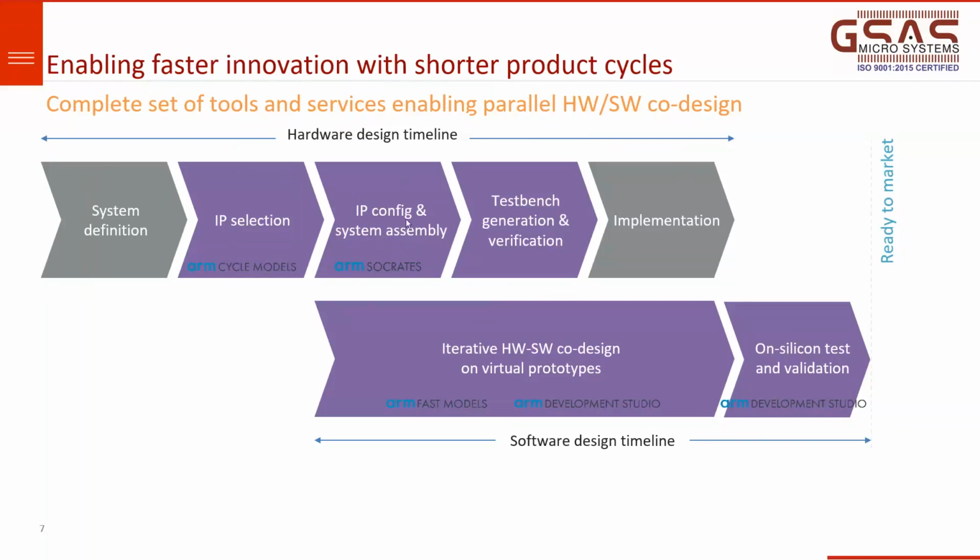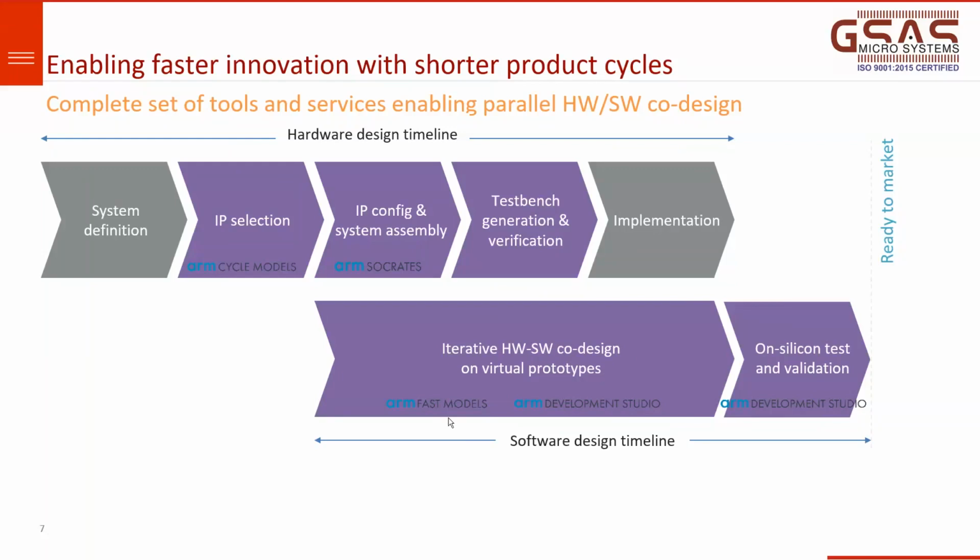As soon as the IP selection is done and the IP configuration is done, your firmware team comes into the picture here. So this is basically hardware and software co-design, happening together in parallel. Here we are developing the software using ARM Development Studio to develop your code, compile the code, and finally test the code on the ARM fast models. And then once the hardware is ready, the firmware can be tested on the hardware. This on-silicon test is with ARM Development Studio again.